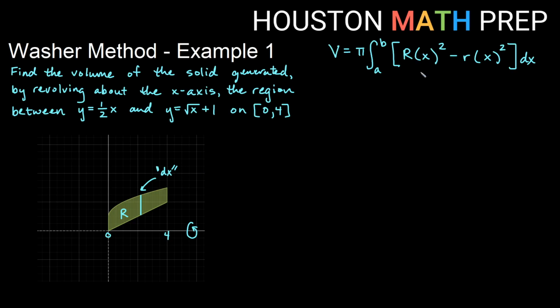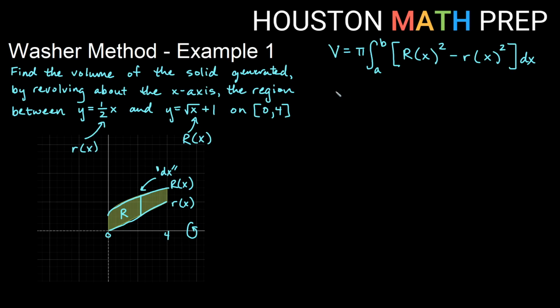So first thing we need to do is figure out our capital R of x and our little r of x. So remember, capital R of x is the one that is farther away from the axis of revolution. So this one up here, the curvy one, that's going to be our capital R. And the one that is just the straight line on the bottom is going to be our little r of x. Okay, so our straight line, this one, 1/2 x, is just the equation for a line. So that's going to be our little r of x. And the one that's curvy and on top and farther away is the square root of x plus 1 function, and that's going to be our capital R.